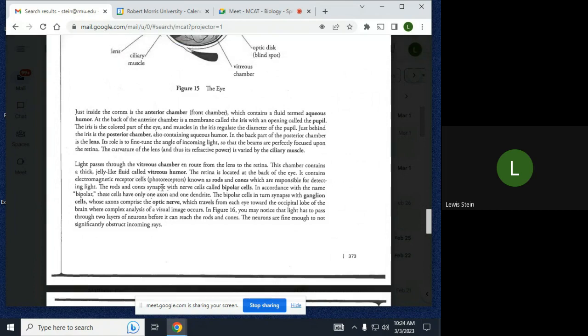So the true receptor cells are the rods and cones. We'll get to it. Rods because of their shape, cones because of their shape. But the distinction is we have about 20 or more times as many rods as cones, because even though our color vision is excellent, it relies on a lot of light.